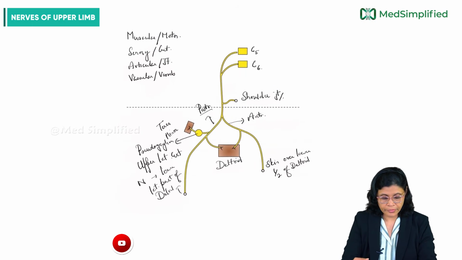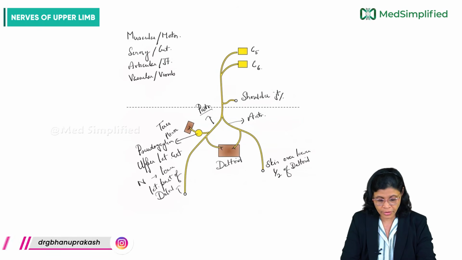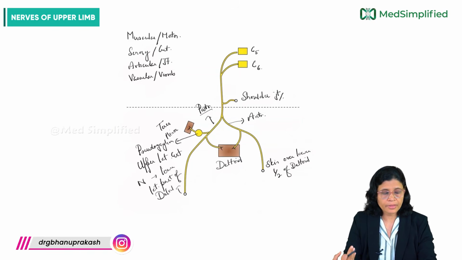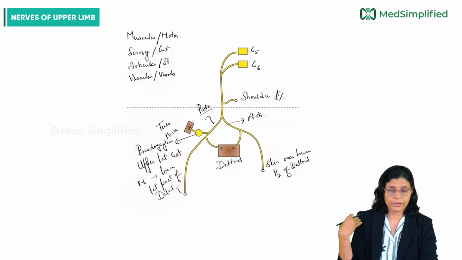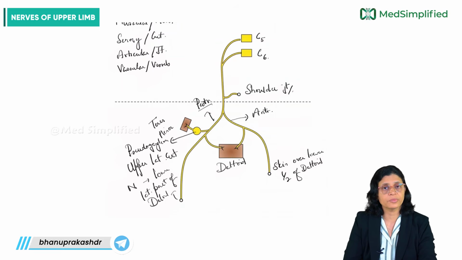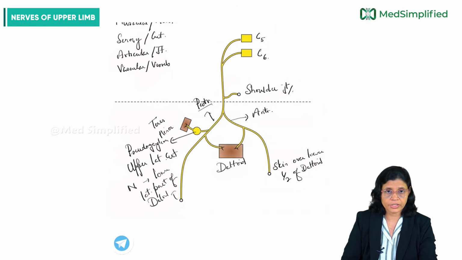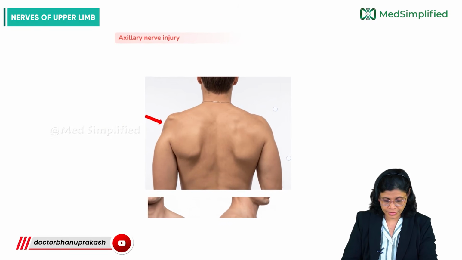Thus we have the muscular or motor branches to two muscles, the teres minor as well as the deltoid. Sensory branches are basically to the upper lateral aspect around the shoulder, that is around the deltoid region, as well as the skin over the lower half of the deltoid. So that is the sensory distribution. Articular is mainly to the shoulder joint, and vascular supplies the vessels in that region, mainly the posterior circumflex humeral vessels. So now let's see the injuries.